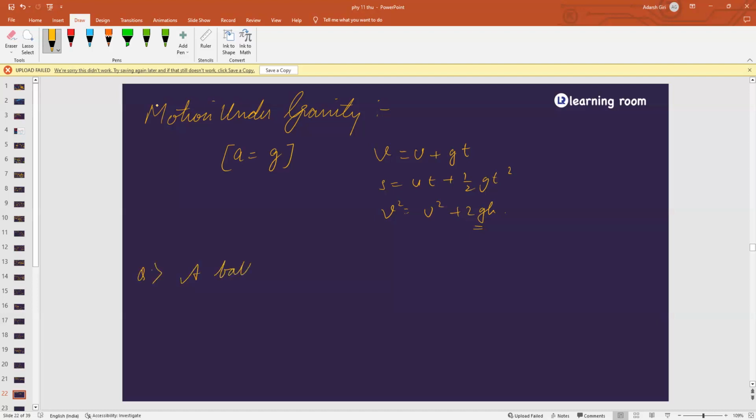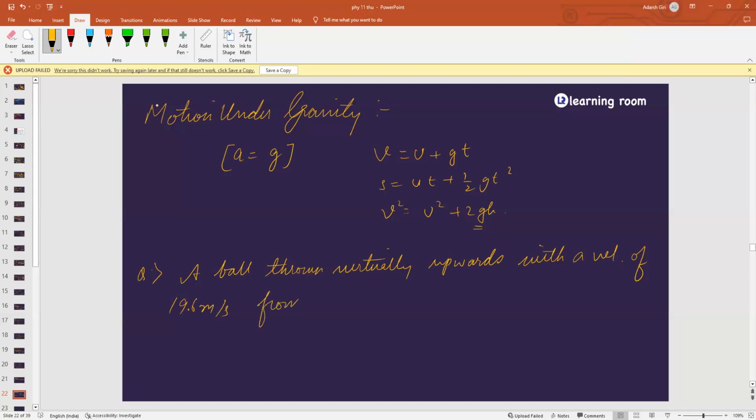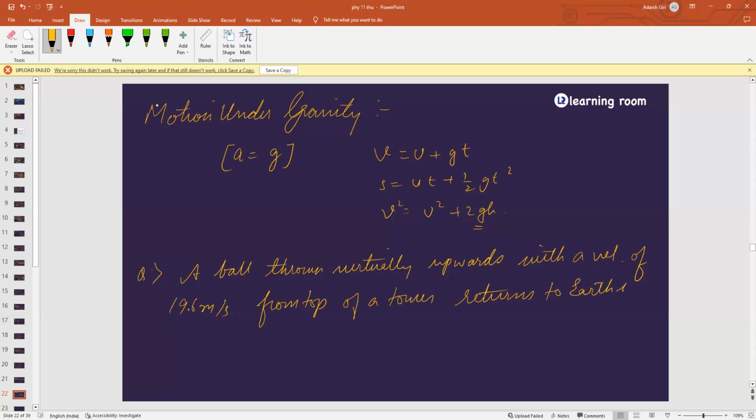Let us start with the question. A ball is thrown vertically upwards with a velocity of 19.6 meters per second from the top of a tower, and returns to earth in 6 seconds. You have to find the height of the tower.